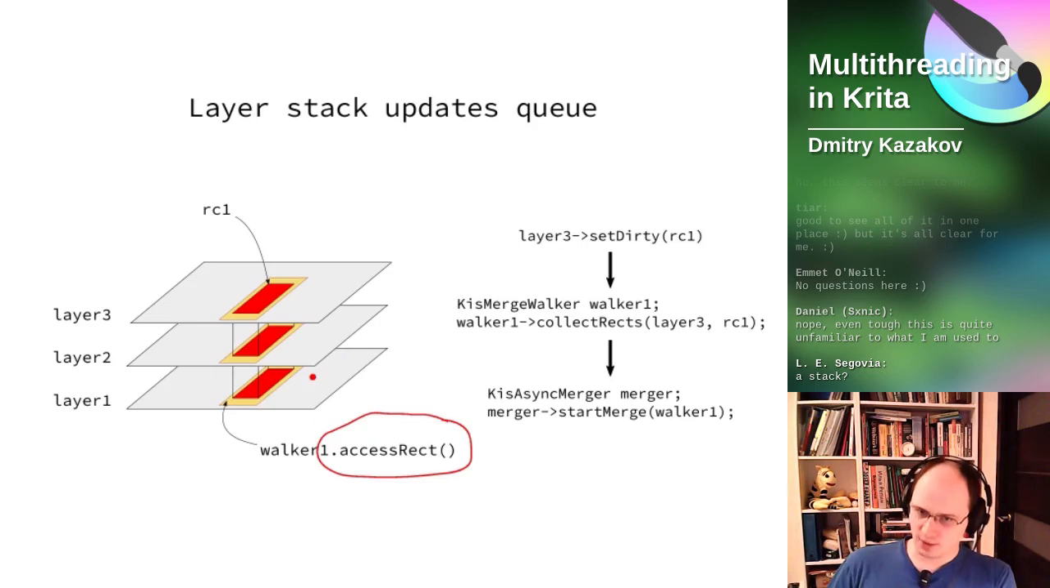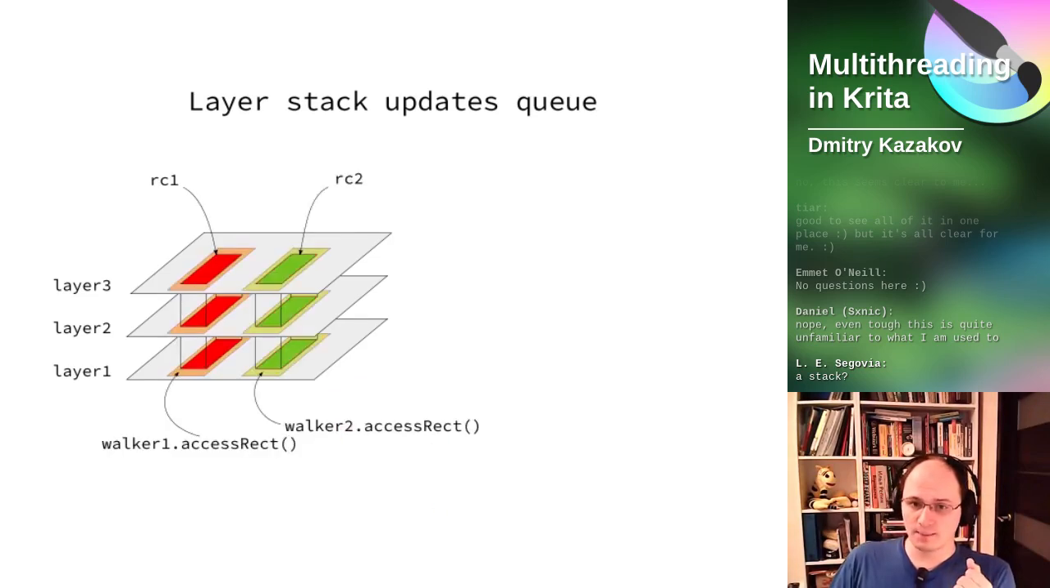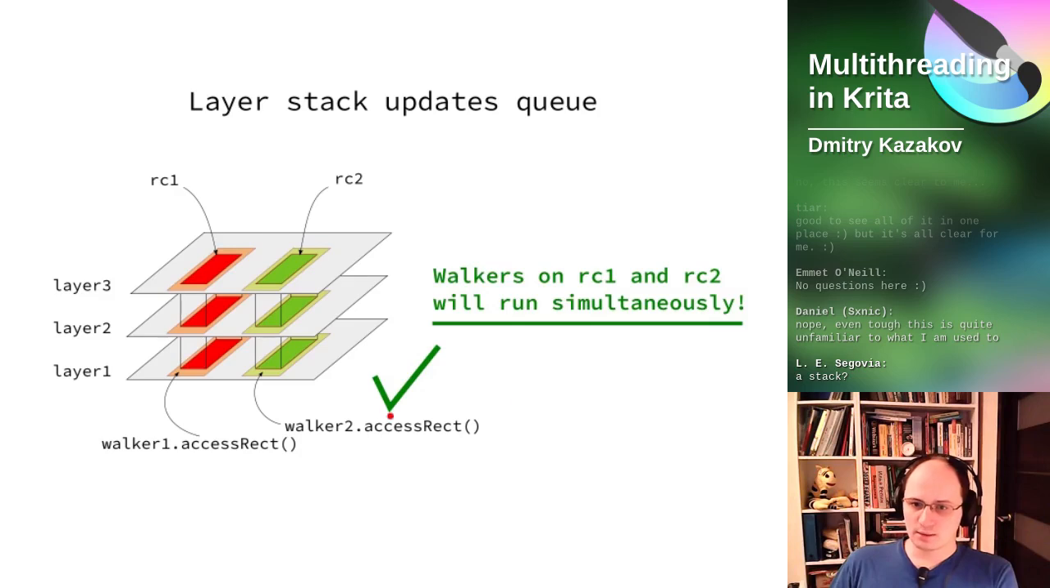So we have gathered all this information. Every job has its own access rect, and the scheduler probably reorders them to avoid intersections between access rects. So, for example, if we have two walkers and their access rects do not intersect, they can run freely and generate the image projection in parallel without any problem.